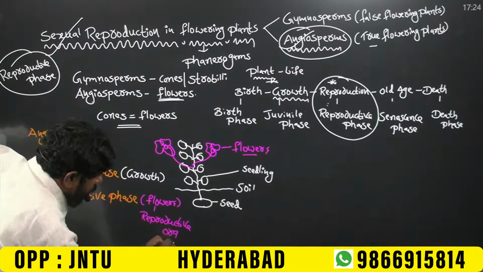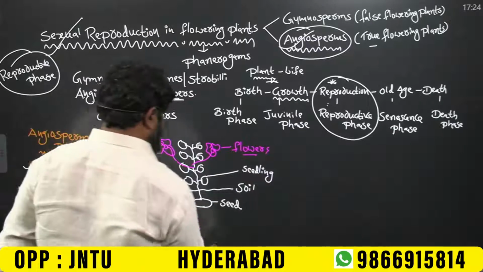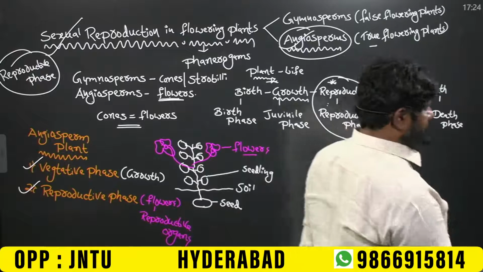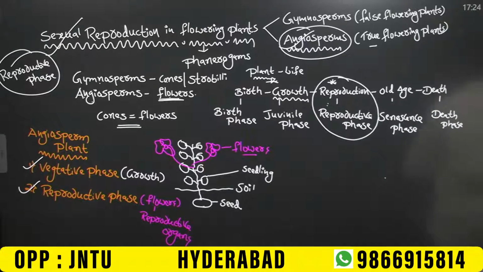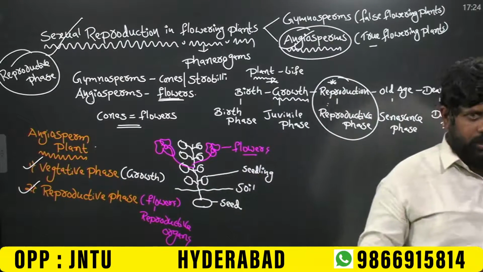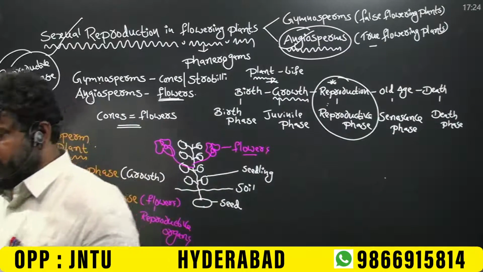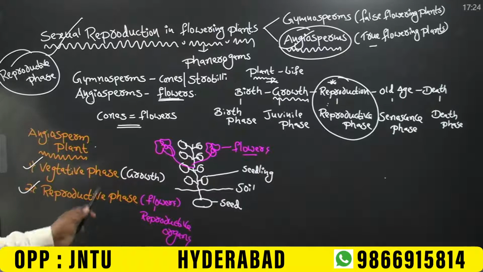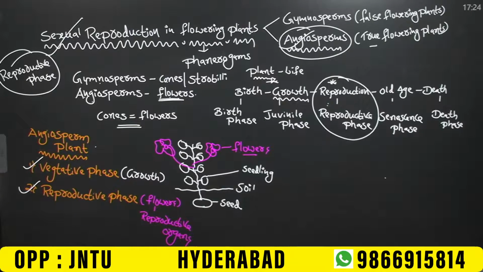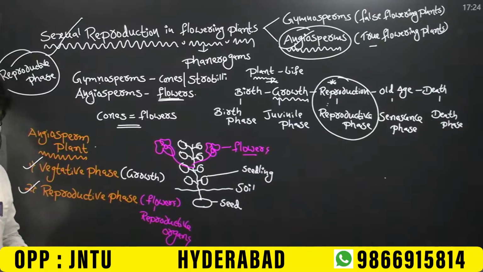Flowers are produced during the reproductive phase. That's why flowers are considered the reproductive organs of the angiospermic plant. During the vegetative phase, the growth phenomenon takes place. During the reproductive phase, flowers are produced by the angiospermic plant.